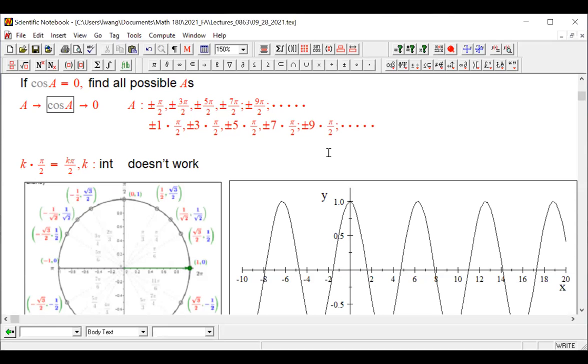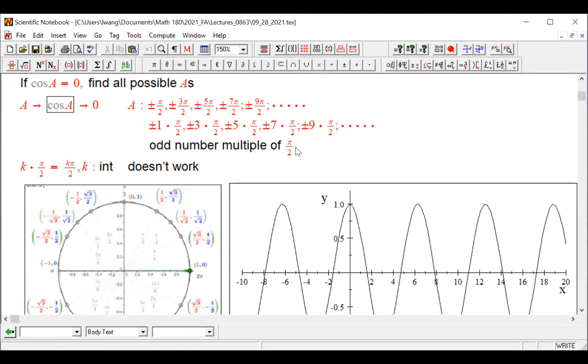1, 3, 5, 7, 9. What kind of numbers are these? They're odd numbers. They're all odd numbers. Could I say A will be the odd number multiples of pi over 2? Can I say that? Yes, because it would work and it makes sense. That's right. You just be patient with yourself. Odd number multiple of pi over 2.